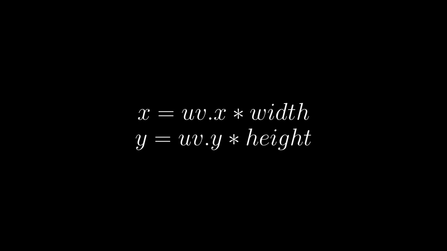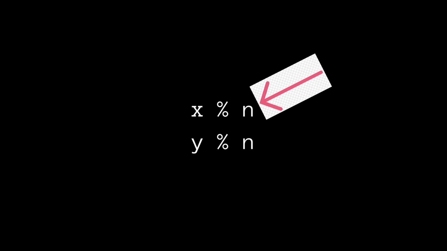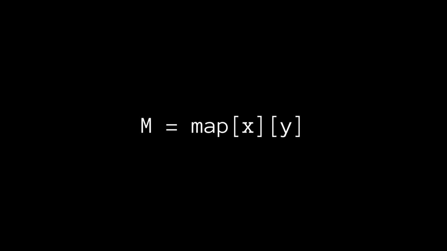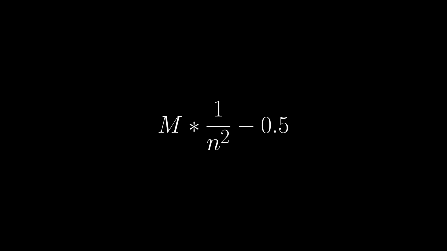We take the position of our pixel on the screen, which is obtainable by multiplying the UV coordinate by the width or height of the screen. Then, we mod the position by n, where n is the dimension of the threshold map, which converts it into the coordinates of the threshold map value. With the threshold map value, we multiply it by 1 over n squared to convert it into the 0 to 1 range, then we subtract 0.5. This final value is the noise that we'll be adding to our image.